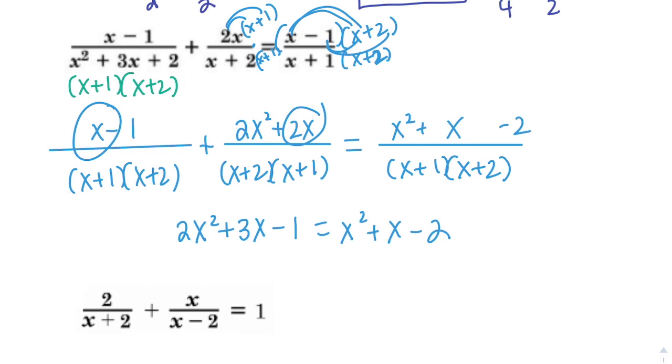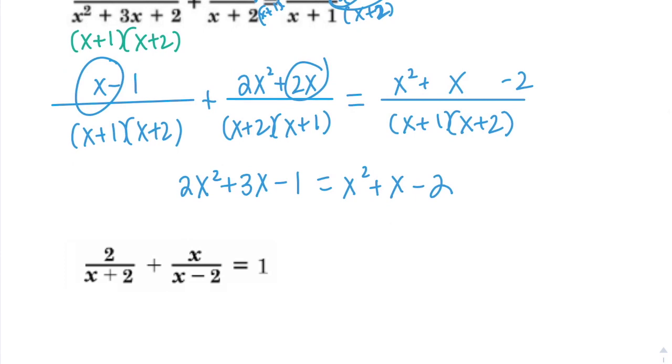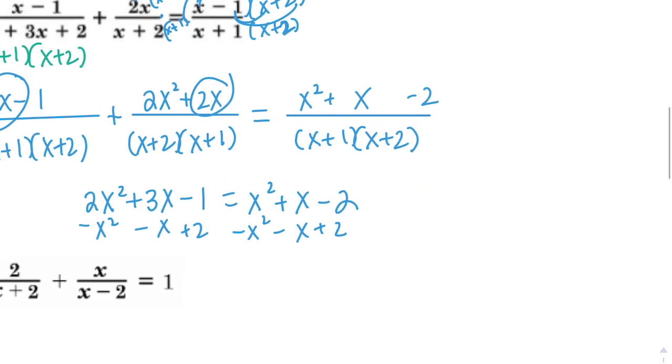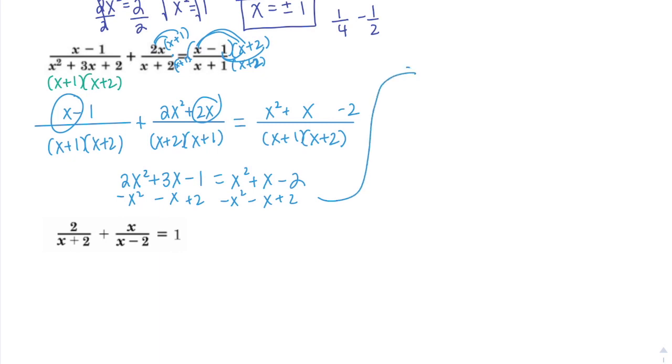In order for me to solve quadratics, remember I could graph them, completing the square, factoring, quadratic formula. I'm going to set this equal to 0. So I'm going to move everything on the right side over to the left side by doing the opposite. And once I've done all of that, it cleans up to be x squared plus 2x plus 1 equals 0.